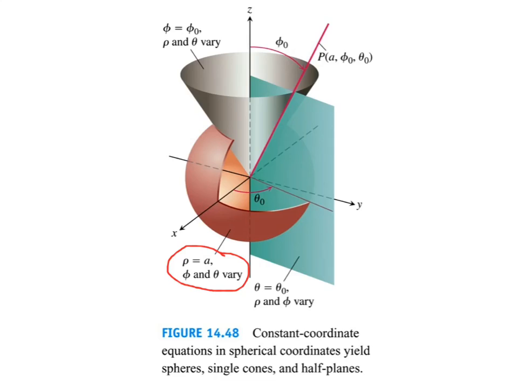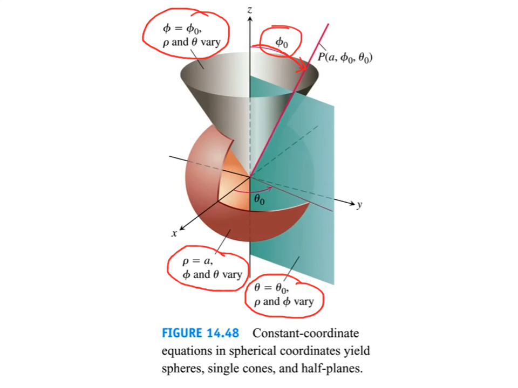For the cone, you basically just have a fixed angle. So you would have your angle of whatever the angle with the positive z-axis is. Phi equals that number, and that would be the equation of your cone, where rho and theta vary. Now the plane is given by theta equals some number, where rho and phi vary. So these are the 3 easiest shapes to express in spherical coordinates.